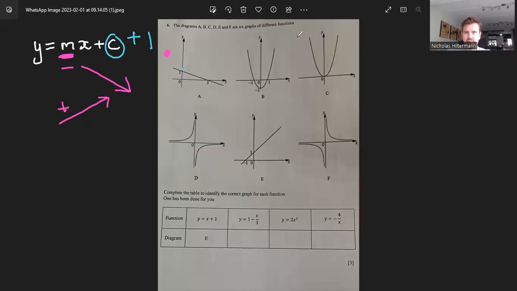The next one, this one here, well, this is an x squared graph because it's a parabola and it's happy. So it's a plus x squared graph. Okay. The other thing about this is it's got a y-intercept of -2. So it's -2 by itself.